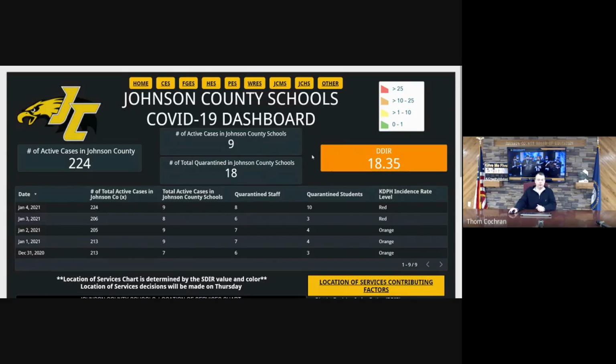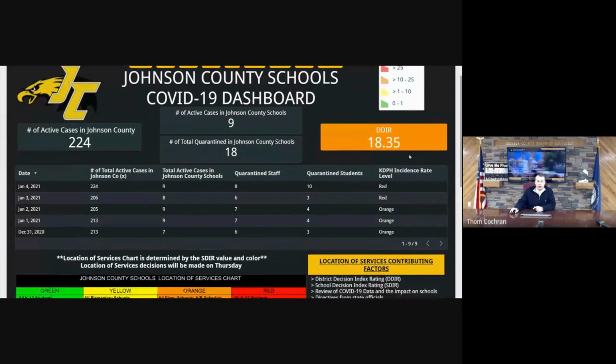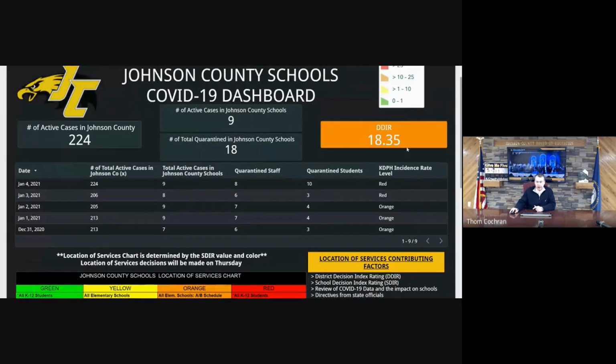Let's take a brief look at what's included on the dashboard. As I stated, this is the home page for our entire district. You can see the total number of active cases for our entire Johnson County community. In the center, you can see the number of active cases of students and staff in Johnson County schools. And below that, the total number of quarantined Johnson County school students and staff. On the right-hand side, currently in orange, you see our DDIR, or our District Decision Index rating.